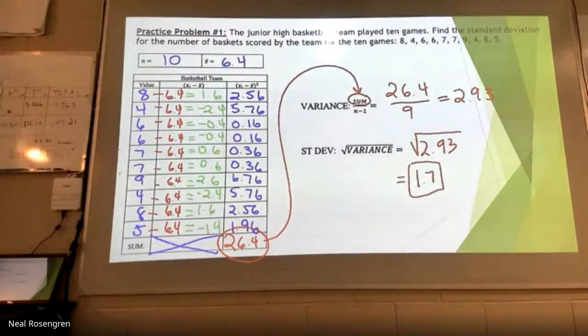So 1.7, really small, right? That means the data is pretty close together. And look at your numbers: 8, 4, 6, 6, 7, 7. Compare all those numbers to 6.4. All those numbers are really close.